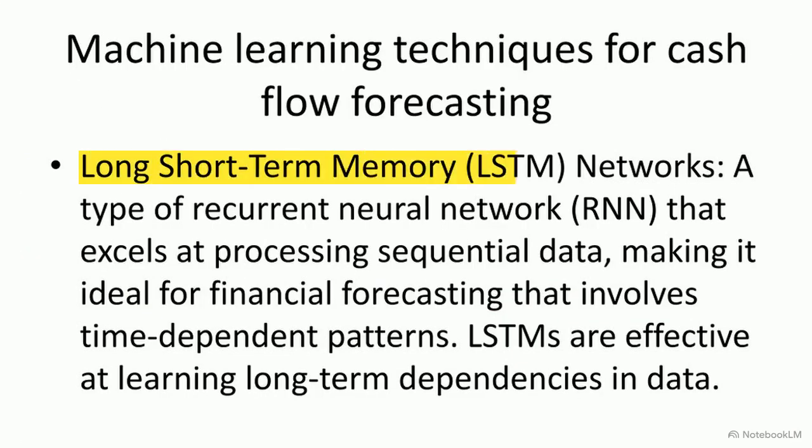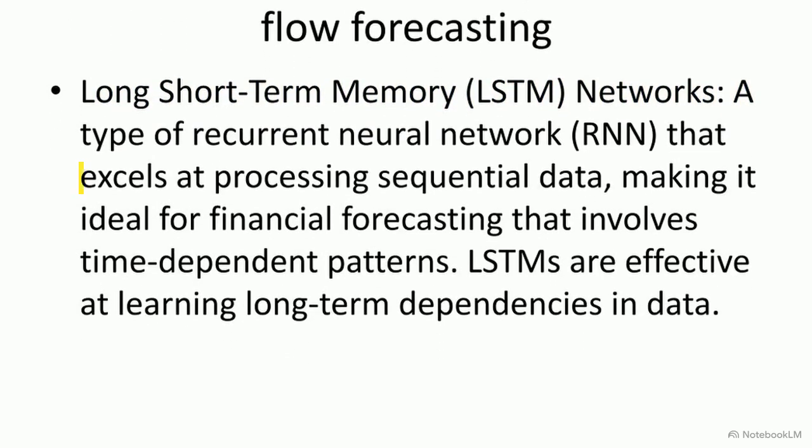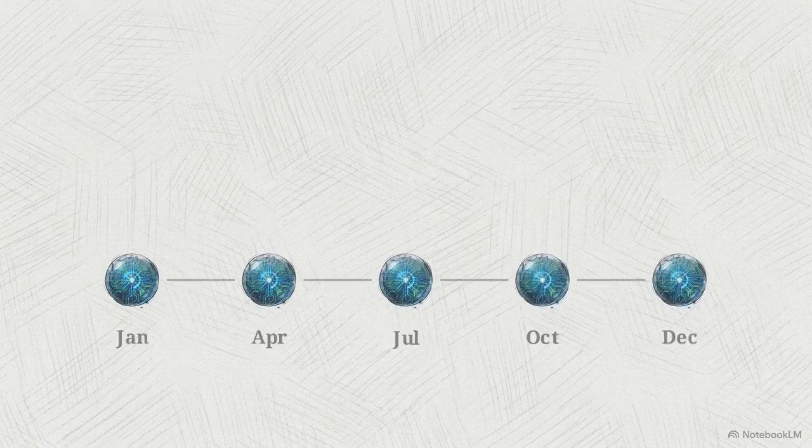One specific solution is the Long Short-Term Memory Network, or LSTM. As this slide notes, LSTMs are a type of neural network that excels at processing sequential data, making them a powerful tool for finding patterns in financial time series. Standard networks often fail here because of the vanishing gradient problem.